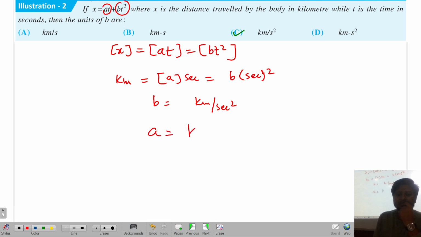A will have dimensions kilometer by second. Both of the options are there, option A and option C. 95% of the people will tick option A, and that 5% of the people will tick option C. And C is correct.